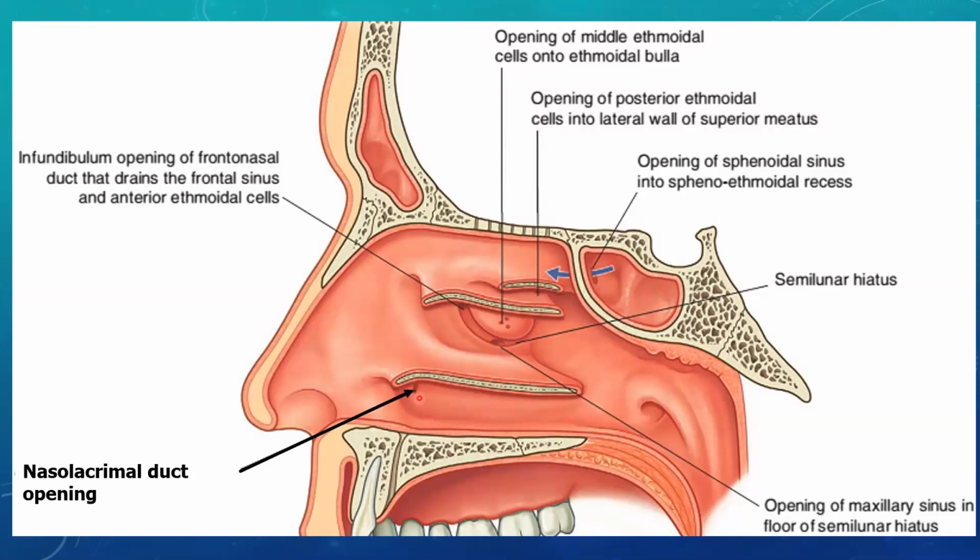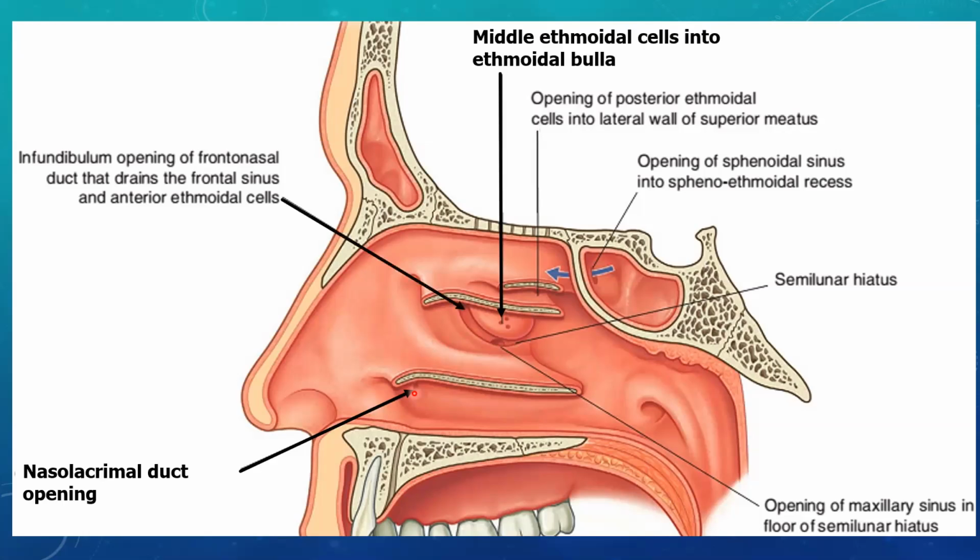So remember this: in the inferior meatus, there is only one opening, which is the opening of the nasolacrimal duct. Now we'll go into the middle meatus. There is only one opening in the inferior meatus. In the middle meatus, there are lots of openings, which are very important.